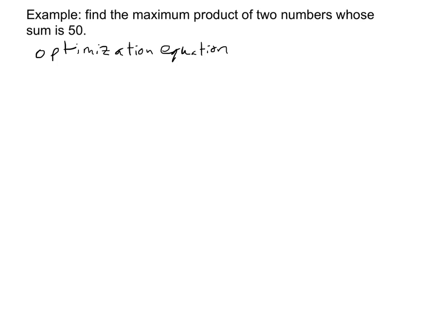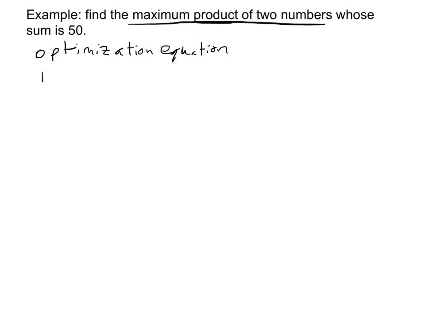And what that means is figure out what you need to optimize and write an equation for it. So in this problem, what is being optimized? What do they want to be either most or least? And I hope you find that the answer is the product. And in particular, it's the maximum product of 2 numbers.